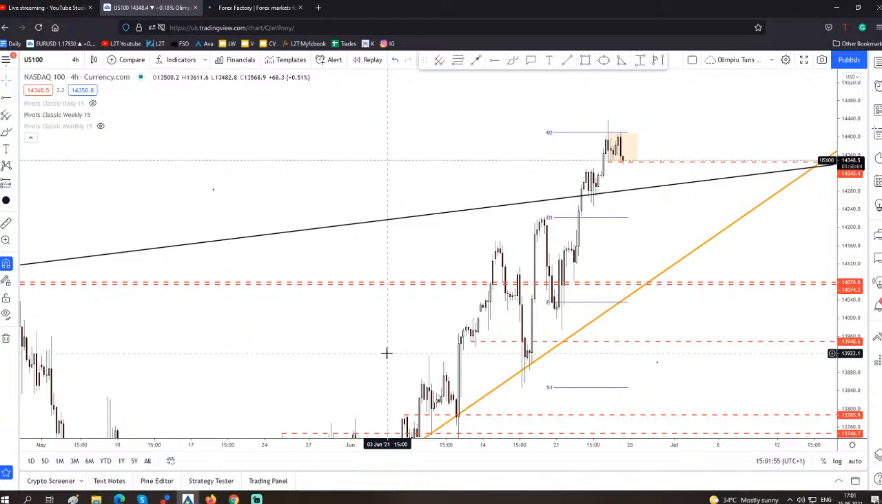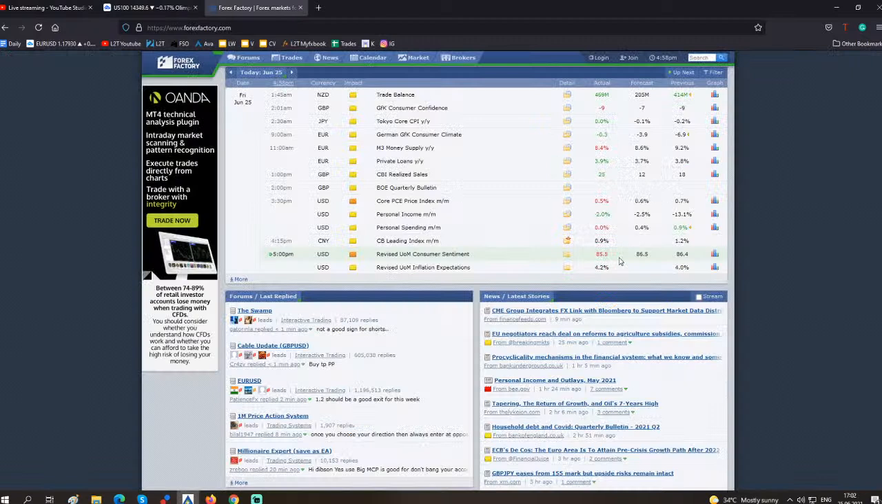So here, revised consumer sentiment worse than expected, below 86.6 expected forecast. Let's take a look on the DXY right now. The DXY 1 hour.